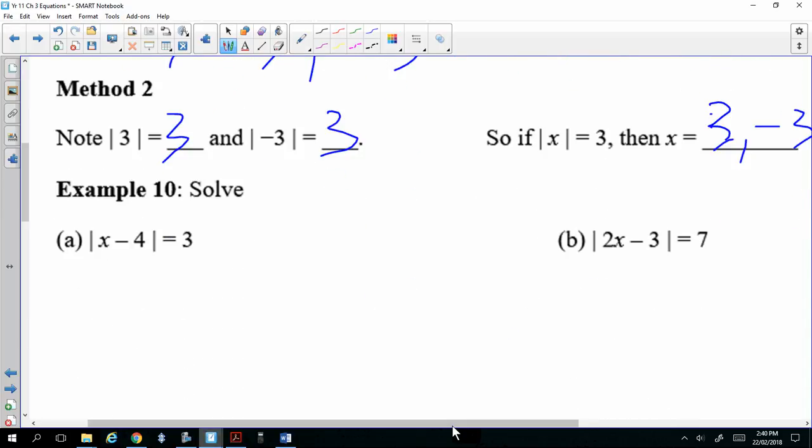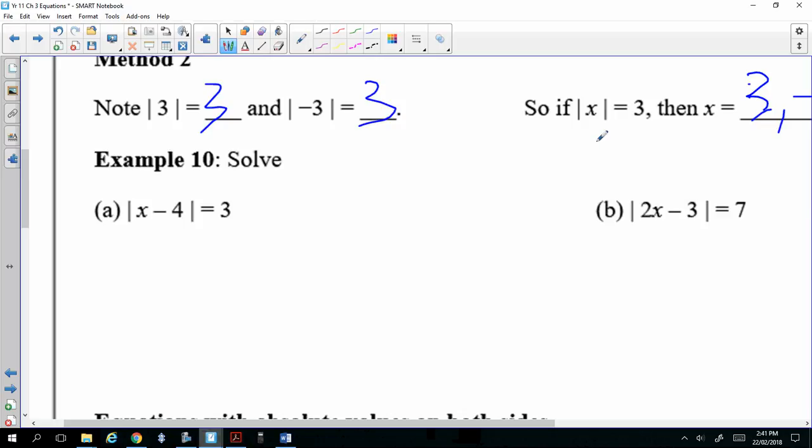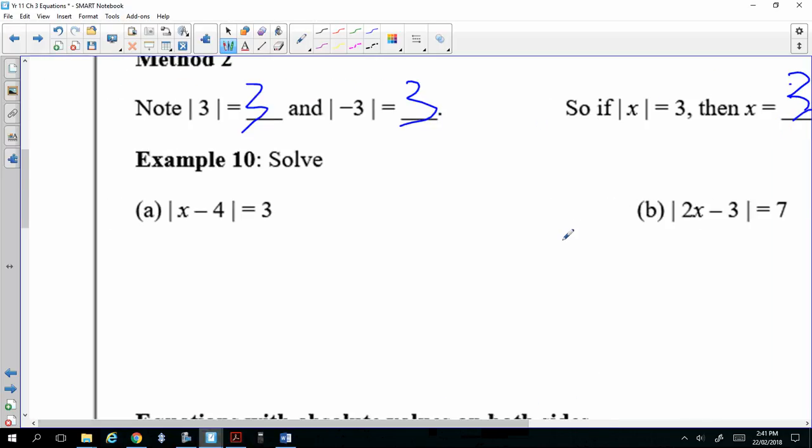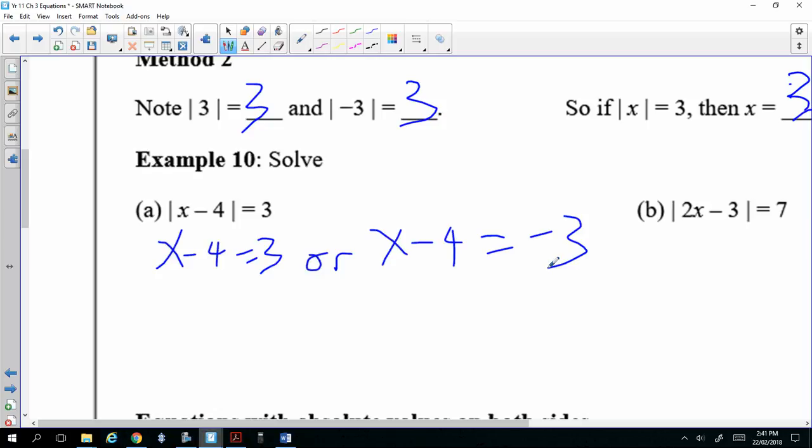Alright, let's try this again. So if the absolute value of x equals 3, it can be 3 or negative 3. So to do this one, you write x minus 4 equal to 3 or x minus 4 equal to negative 3. So therefore, x equal to 7 or x equal to negative 1. Alright? Okay, we'll do the next one.